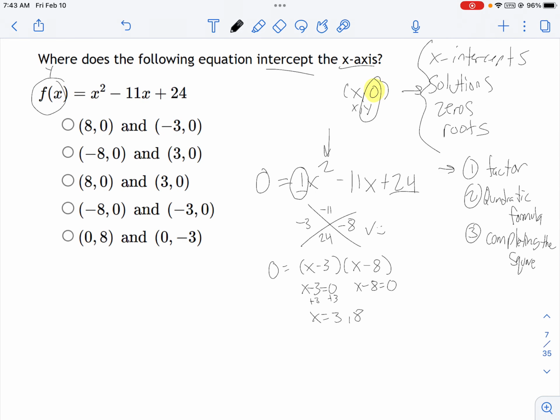Now, that's all well and good. But solutions, you'll notice, this looks different than these. Well, remember, we write an x-intercept as x comma 0. Whatever the x value is, which we just said were 3 and 8, comma 0. So that means that we have 3 comma 0 and 8 comma 0. Those are your x-intercepts. Is there any one of these that have 8 comma 0 and 3 comma 0? Yeah, that's this middle one right here. And this would be your answer to the problem.